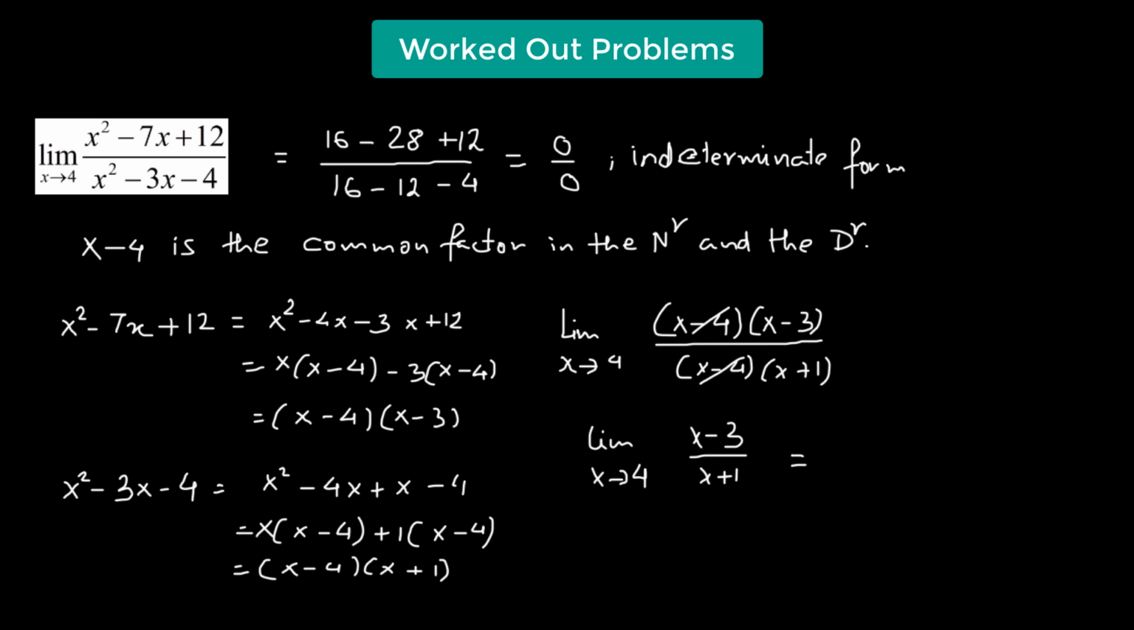So we substitute the value of x. So we have 4 minus 3 divided by 4 plus 1, which gives us 1 over 5. So this is going to be the limiting value.